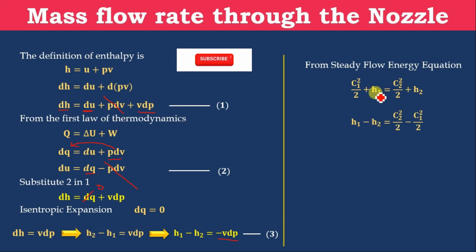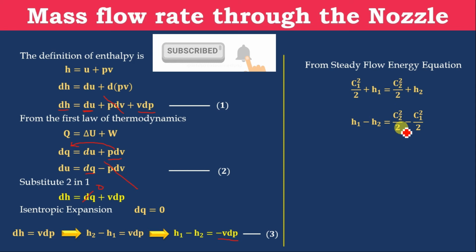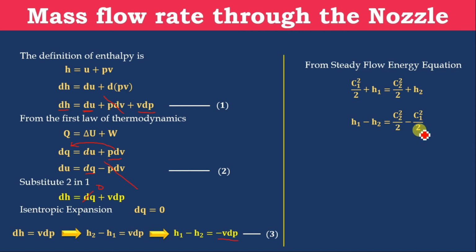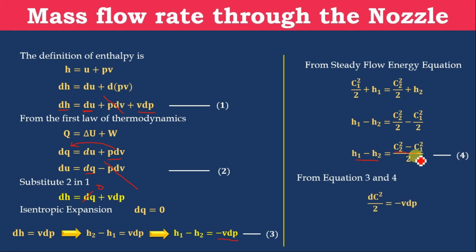Here in this equation, H1 minus H2 is equal to C2 square divided by 2 minus C1 square divided by 2. This 2 is common. Let's rewrite this equation. H1 minus H2 is equal to C2 square minus C1 square divided by 2. This is the change in enthalpy. This is the change in kinetic energy. So let's take this as equation number 4. Now from equation number 3 and 4, the change in kinetic energy, d C square divided by 2, is equal to, instead of H1 minus H2, we can write minus vdp. Let's keep this equation.